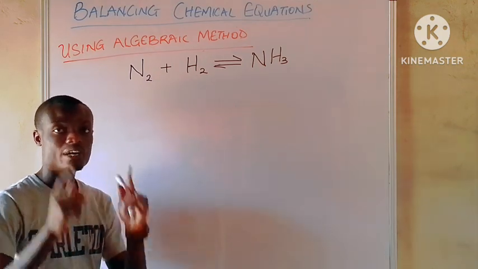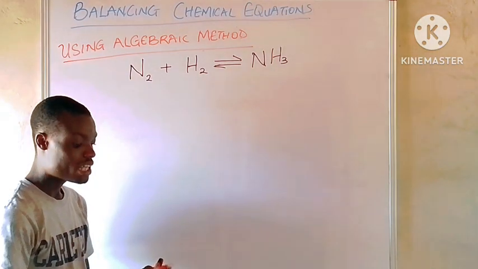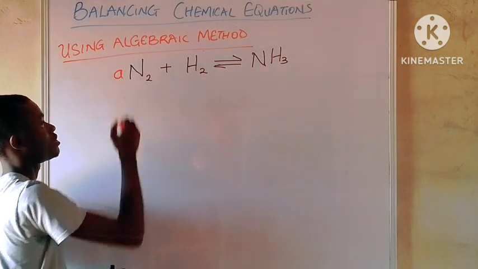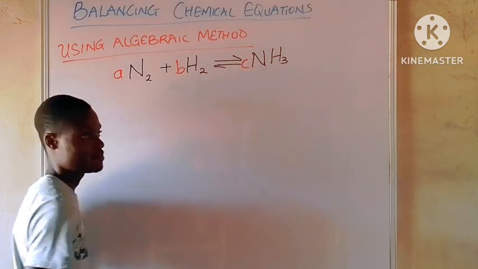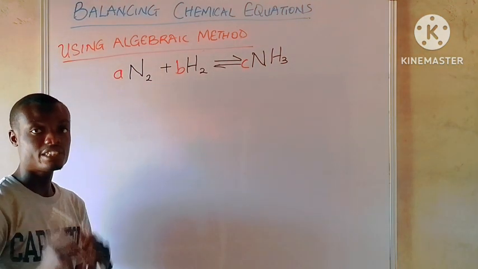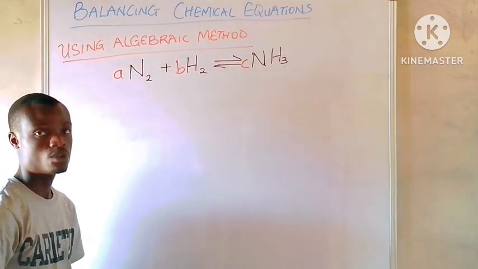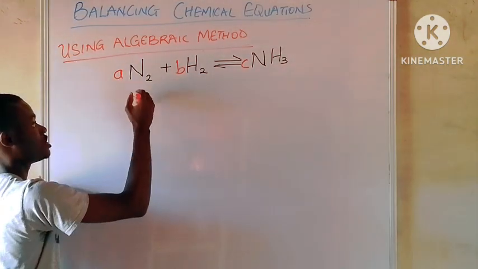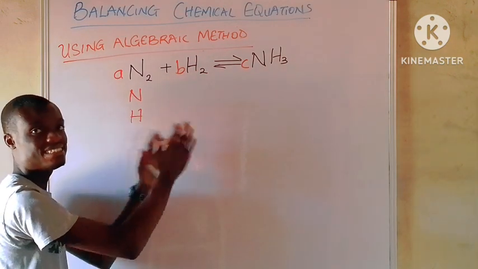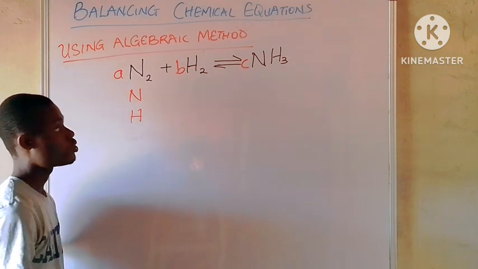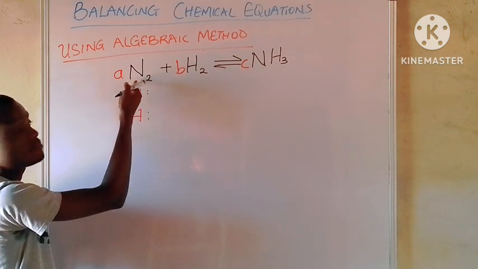Using the algebraic method, we are simply going to give these various chemical species an alphabet. So let's use A for nitrogen, B for hydrogen, and C for ammonia gas. When you have done that, the first thing you do is identify the elements present in this chemical equation. By so doing, we will see that we have nitrogen and hydrogen. These are the only elements present in this chemical equation. Then you start with the first element, which is nitrogen.